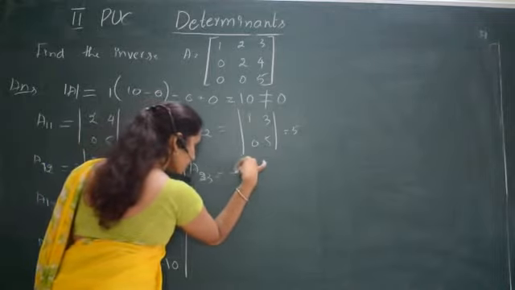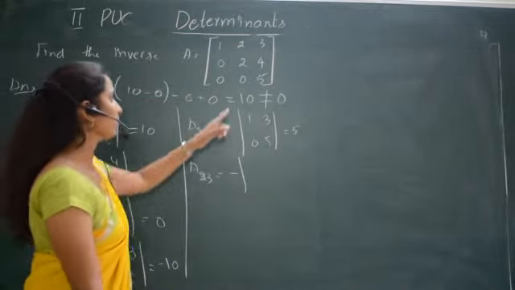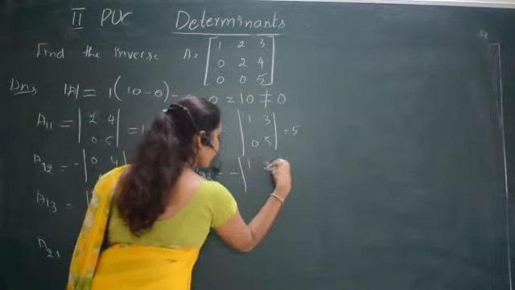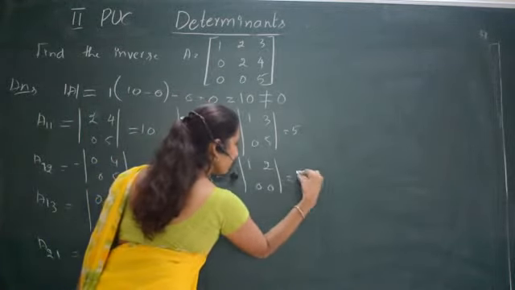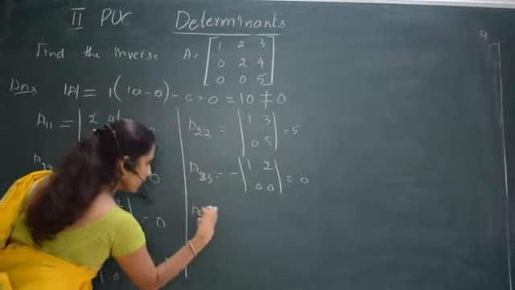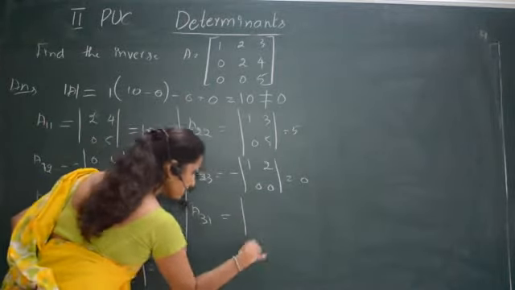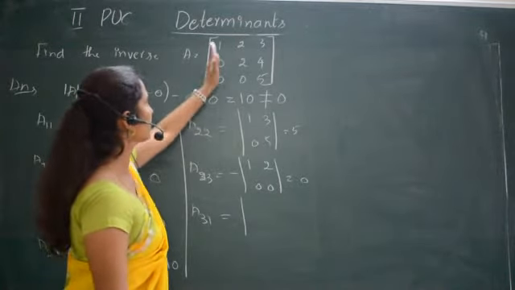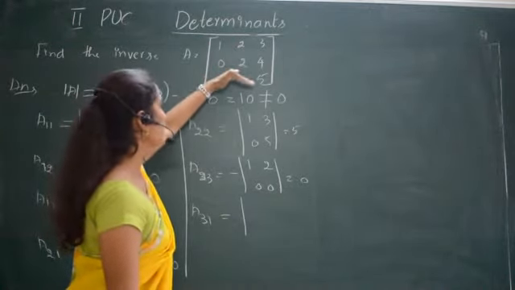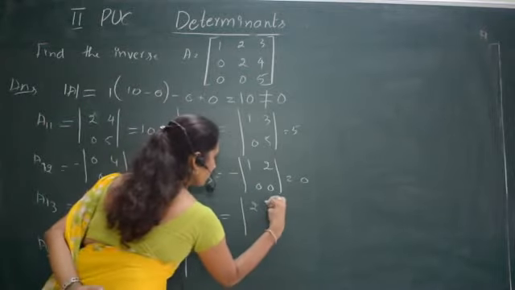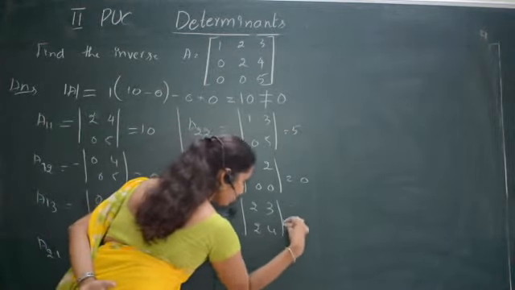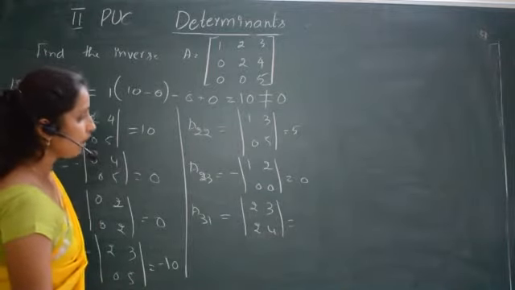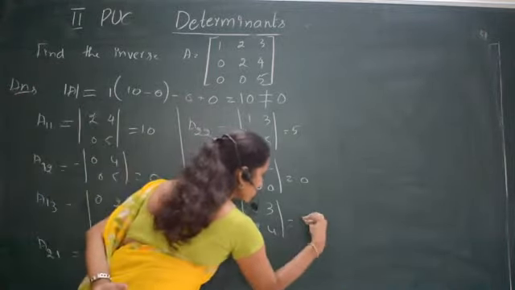Then A23 is minus. By deleting this and this, we get 1200. This will be 0. Then A31 is plus. By deleting the third row and first column, we get 2324. That is also plus. 8 minus 6 is 2.